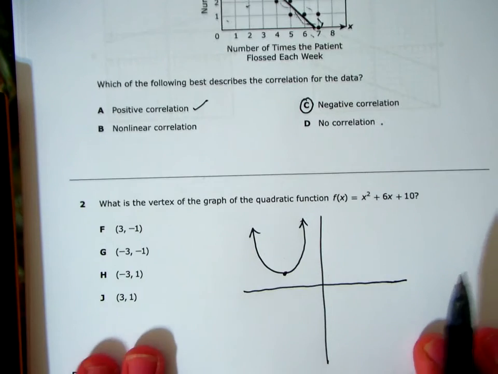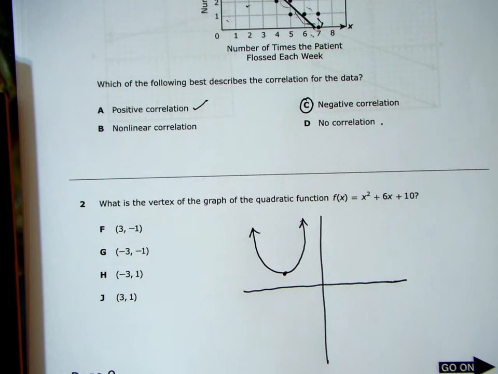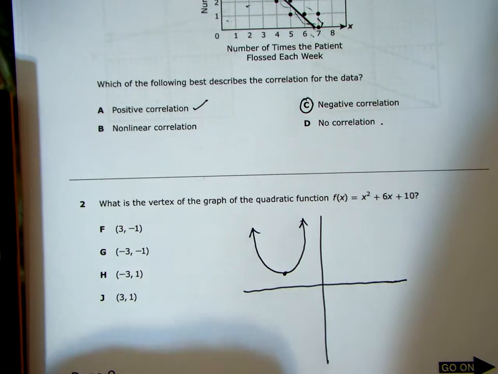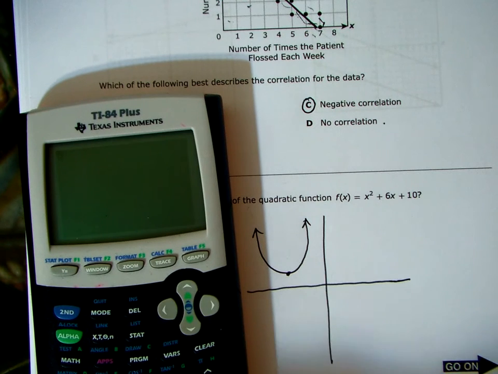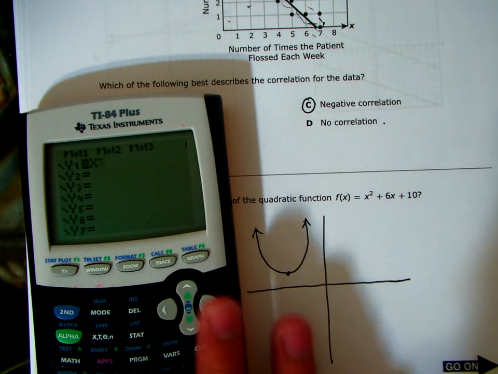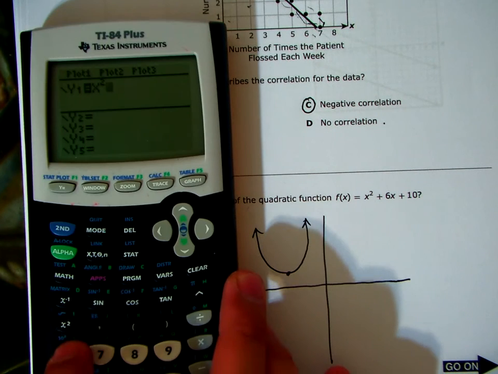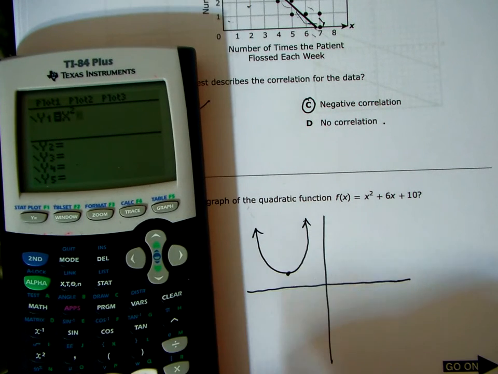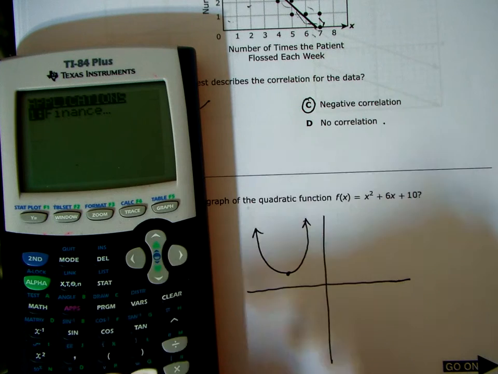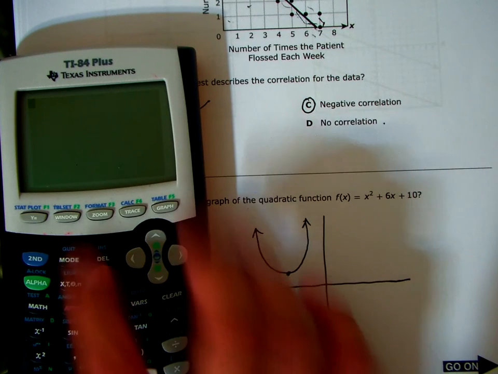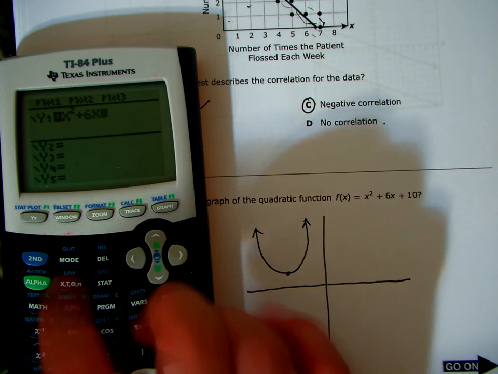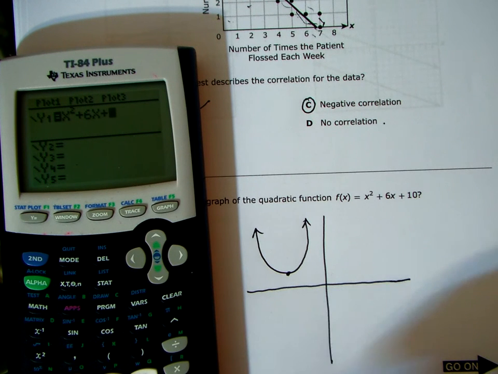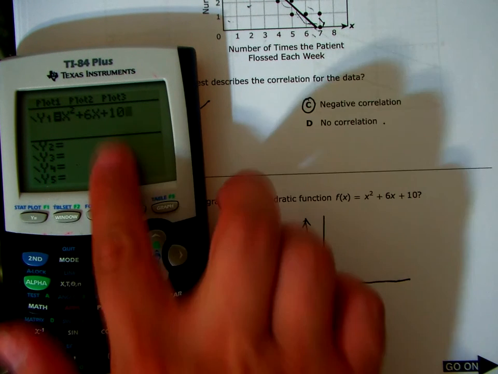Okay, so it says, what is the vertex of the graph of a quadratic function? Here we're going to use a calculator. We're going to type in y equals x squared. See the square button right there? And then we're going to say plus 6x. Oops, pressed the wrong one. It's okay, everybody makes mistakes. You probably see that x right there, and then plus 10. So it should look like that.